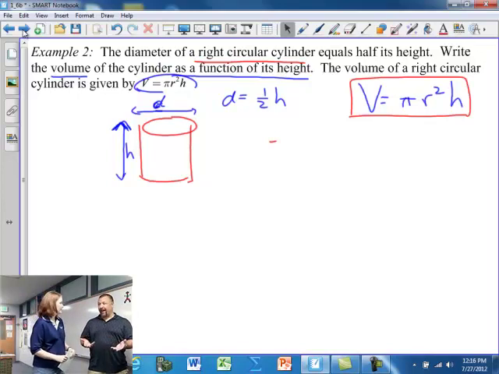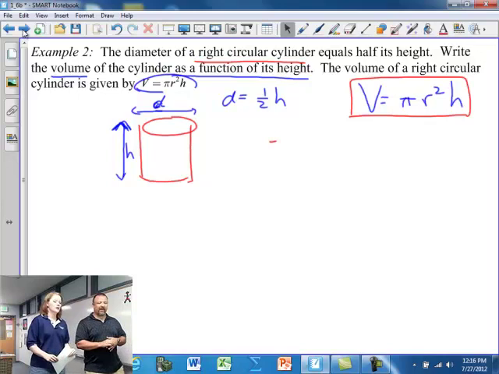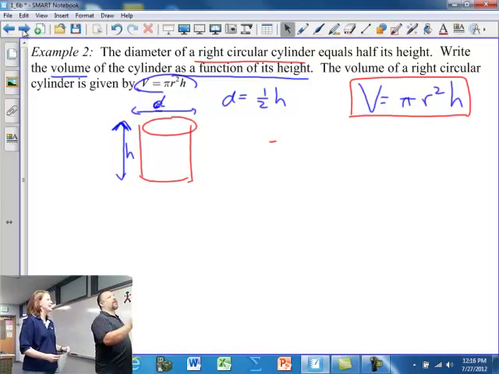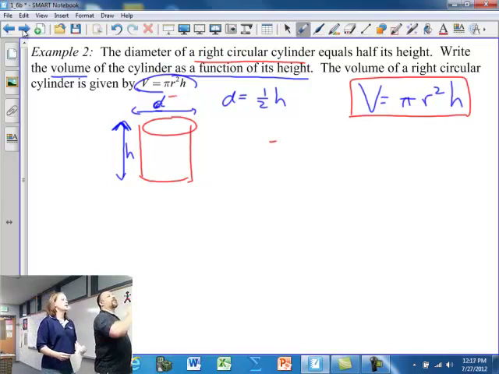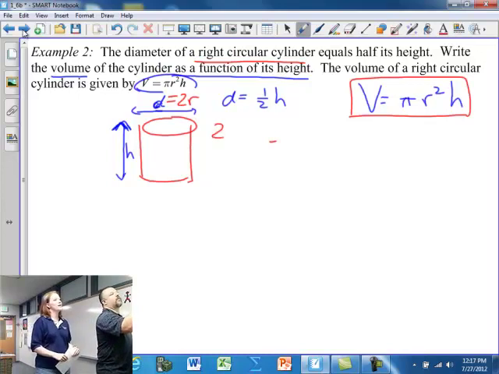So if we could solve for r somehow and replace it in terms of h, that would be good. Would that work? Yeah. All right, but I don't have an r. No, you have a diameter. How is the diameter related to the radius? The diameter is 2 radii. So in our diameter equals 1/2 height, we would have 2 radii equal to half the height.